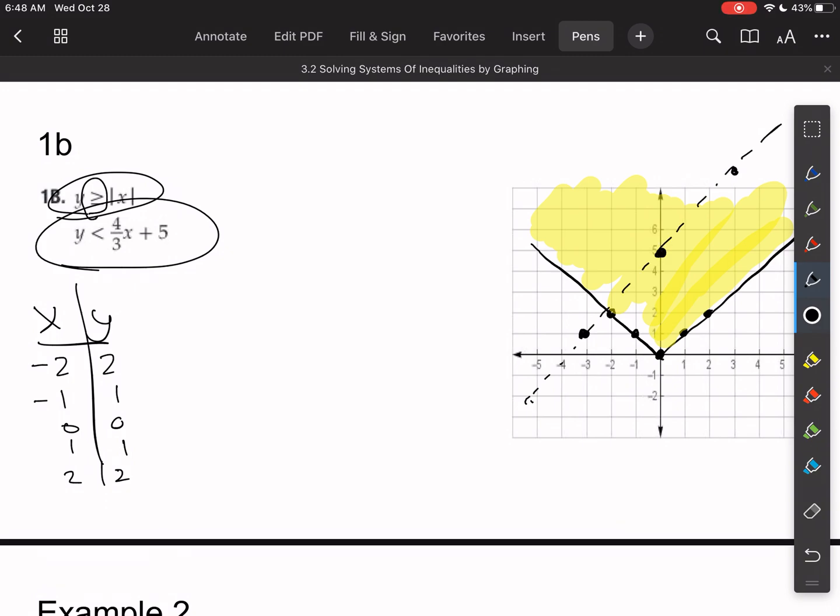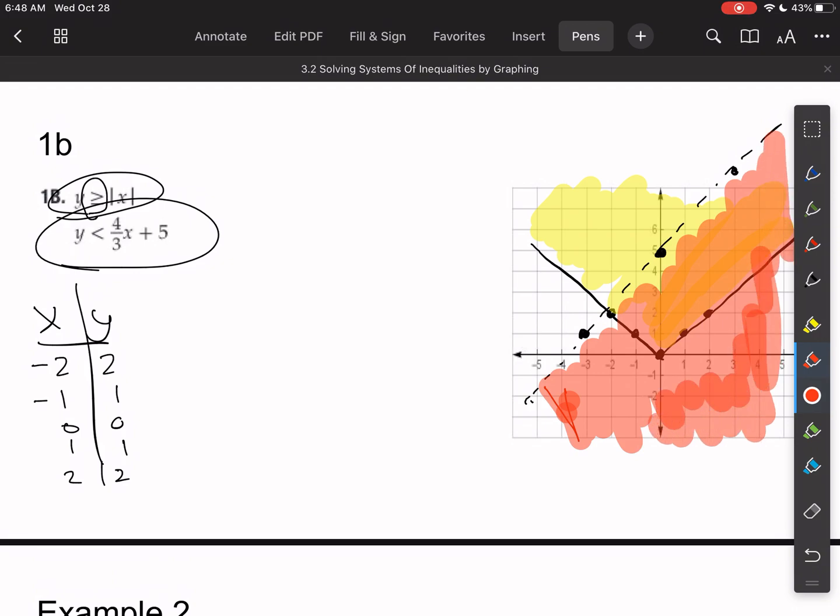All right, and then on this one, it says the y values are less than this guy. Okay, so that means that it's going to be under the line. So I switch to highlight here. Okay, so technically that's my shading on that one, but the part that I'm concerned about is where we have overlap of the yellow and the red. All right, so that would be my solution.